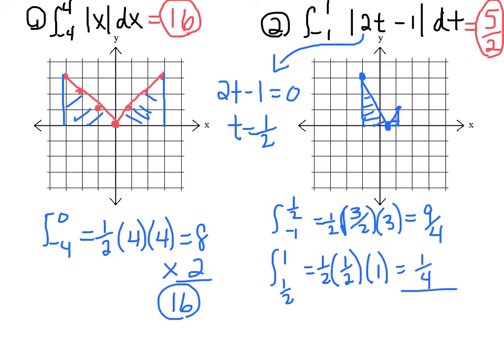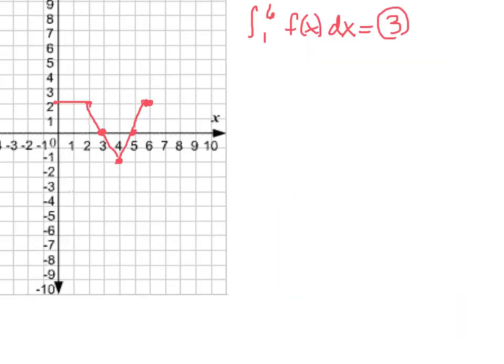Both of those triangles are above the x-axis, so we add those. So the total area under the curve, or the integral from -1 to 1, will be 10/4. If we reduce that, we're going to end up getting 5/2. Let's look at the next one.